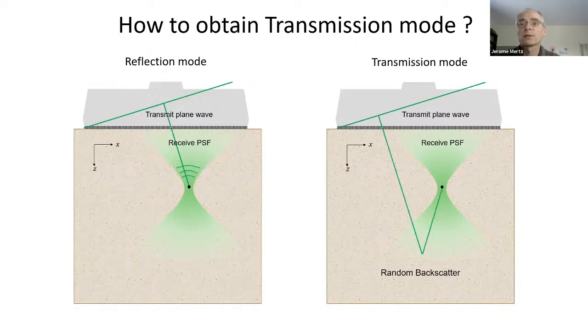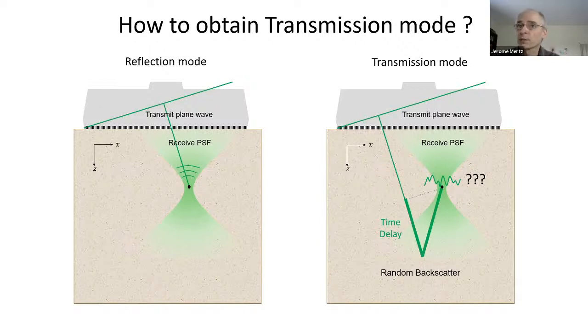All you have to do is wait. If you wait, then you're not insonifying your point directly with the plane wave, but you're insonifying it indirectly with random backscatter from deeper layers within your sample. And the amount of time you wait is shown here in green. But the problem with this is that now you're insonifying that point, not with a nice plane wave, but with completely random sound, random speckle.